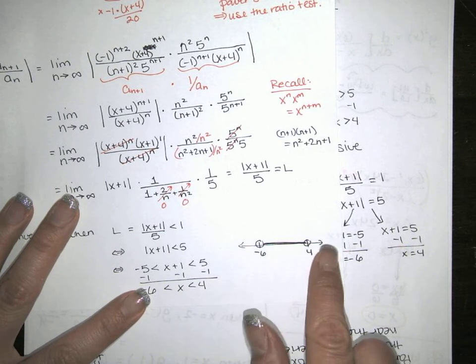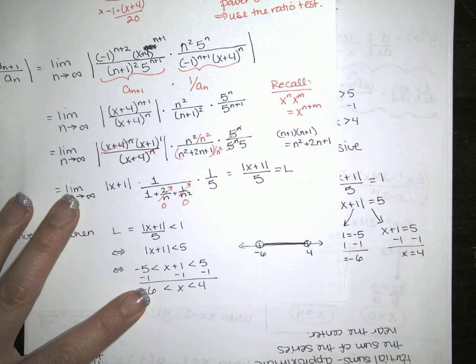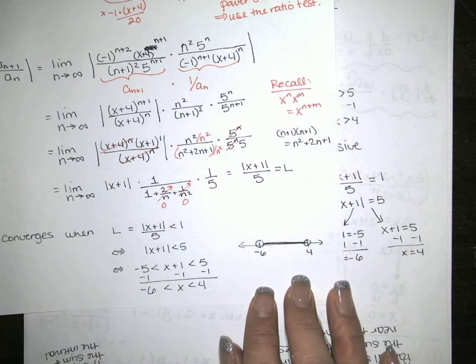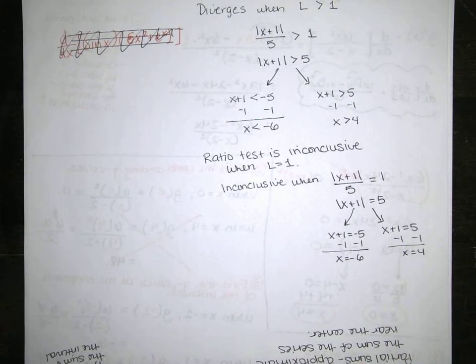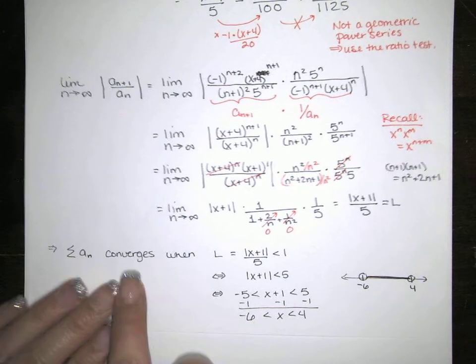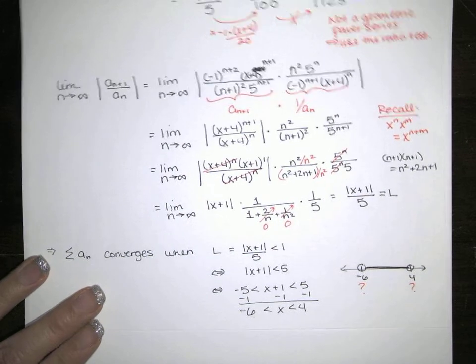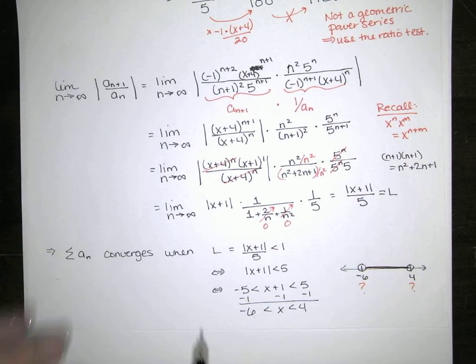And beyond this, we're already sure that the series diverges because the series diverges when L is greater than 1. Okay, so keep that in mind. We've just discovered that this series converges on this interval, but we're not sure about -6 and 4. So we have to do something else for those endpoints.